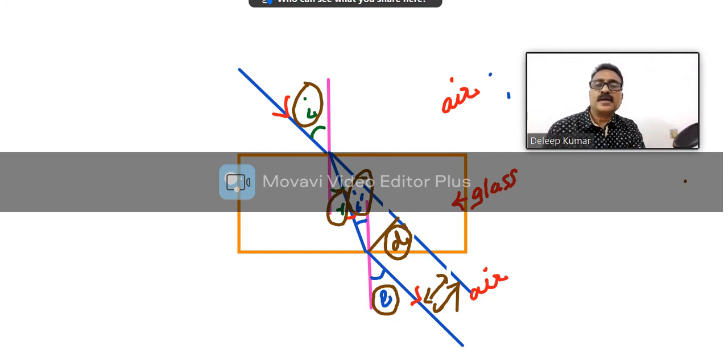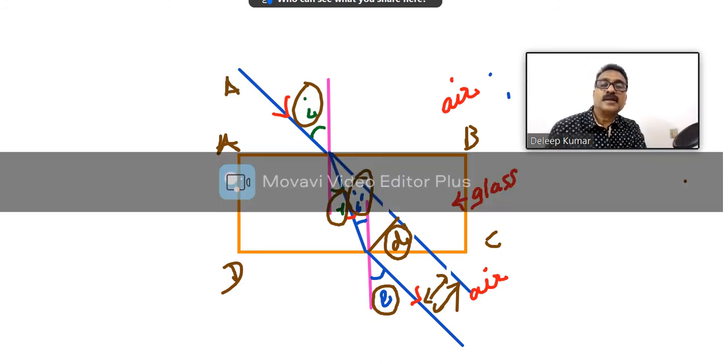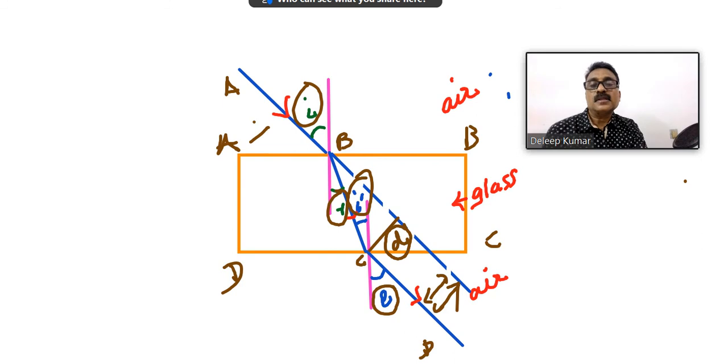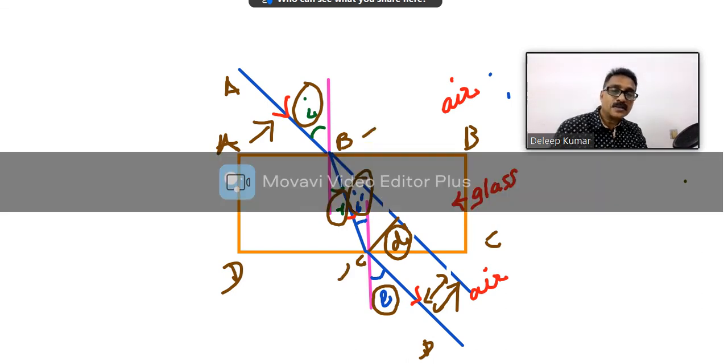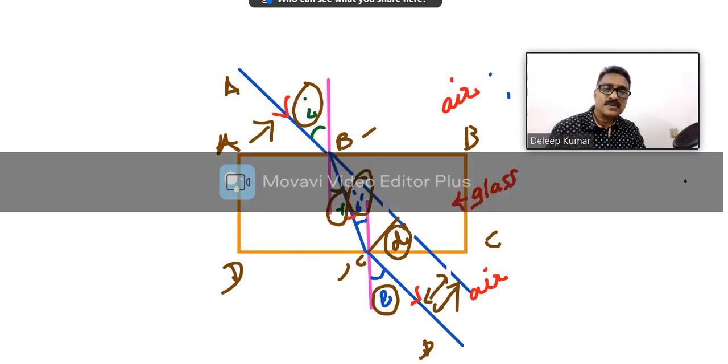Now we can mark this rectangle as A, B, C, D, the glass slab. We can give different English letters, like A here, B here, C here, D here. So what is AB? AB is the incident ray, and BC is the refracted ray. From C to D also it is refracting. And there are different angles also. We can use a protractor for measuring this 90 degrees, but that's not necessary. Without that also, you can draw this in a nice way.